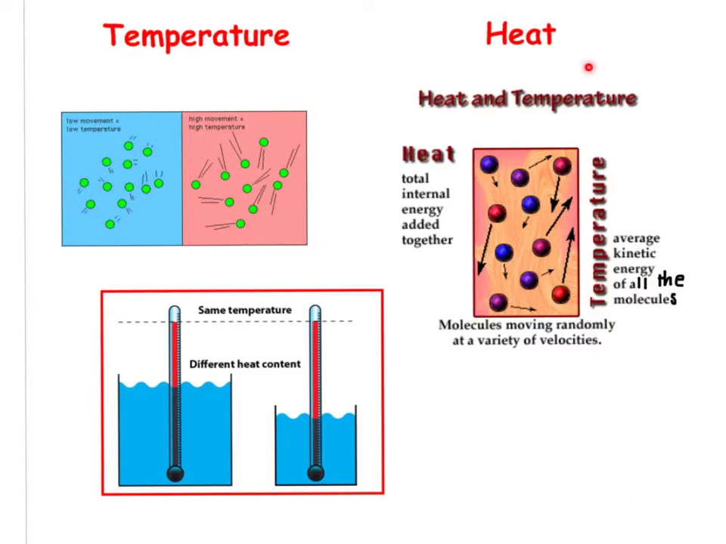Can you have two liquids that have the same temperature but different heat content? Yes, you can. It would be obvious that if these were indeed the same temperature, this one would have much greater heat content than this one, because remember, heat is the total internal energy added together, and temperature is only the average.